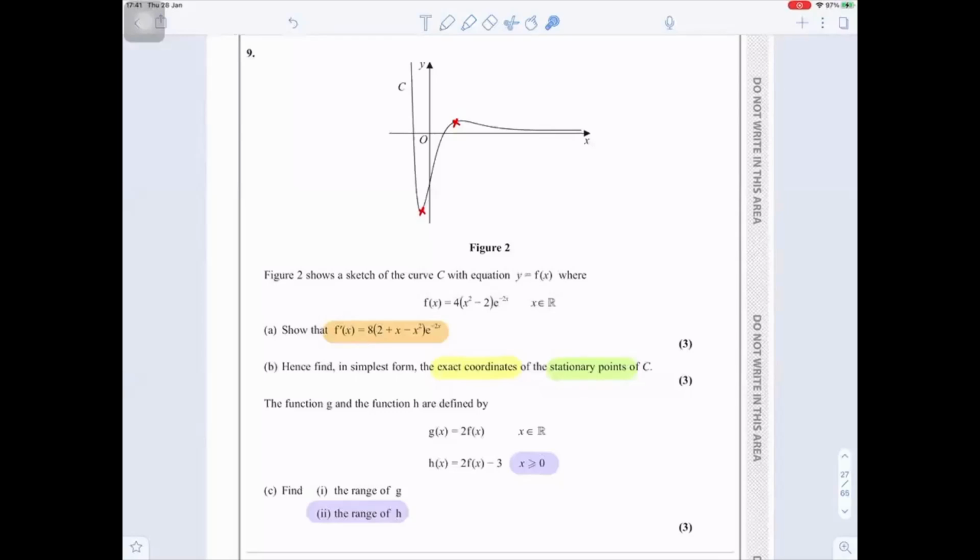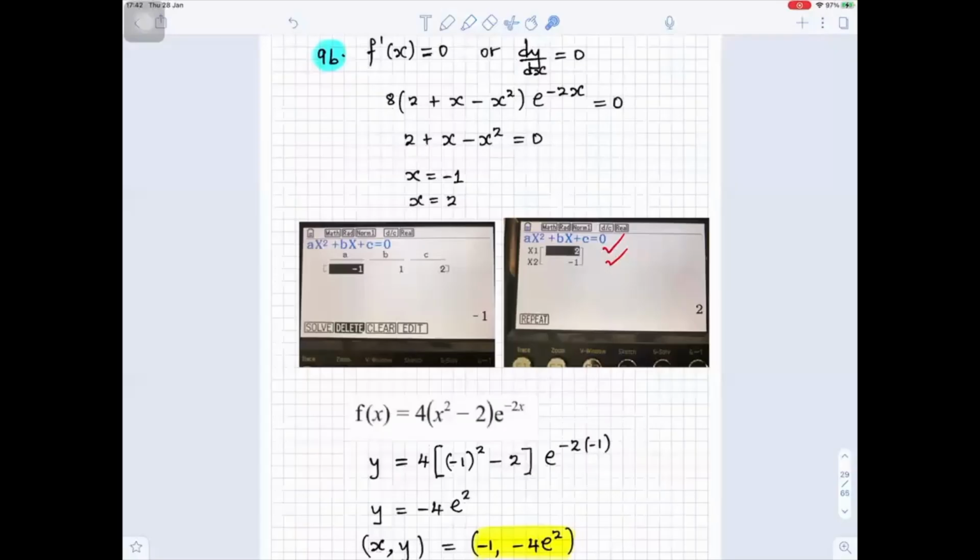Question 9b says, hence, find in simplest form the exact coordinates of the stationary points of C. So we have f dash of x is equal to 0, or dy over dx is equal to 0. So we put 8 bracket 2 plus x minus x squared times e to the minus 2x equals 0. Now, either the 8 is equal to 0, e to the minus 2x is equal to 0, or 2 plus x minus x squared equals 0.